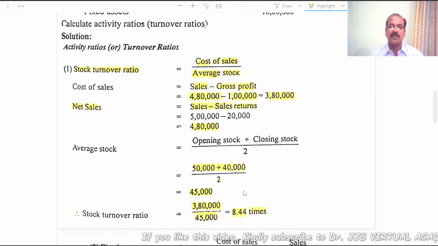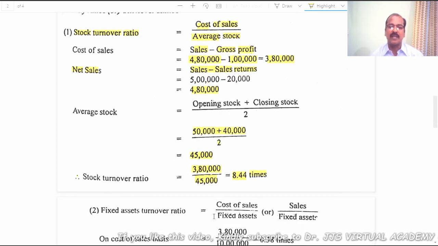times. Suppose in the problem you are given with only the closing stock. The opening stock is not given in the problem. So what would you do? You simply consider closing stock as the denominator in the formula. You don't worry about the calculation of average stock in such a situation. Now let's calculate the next ratio of activity.